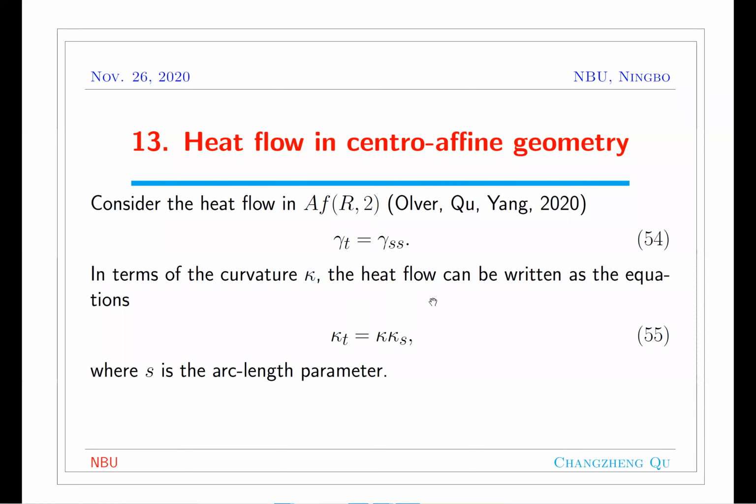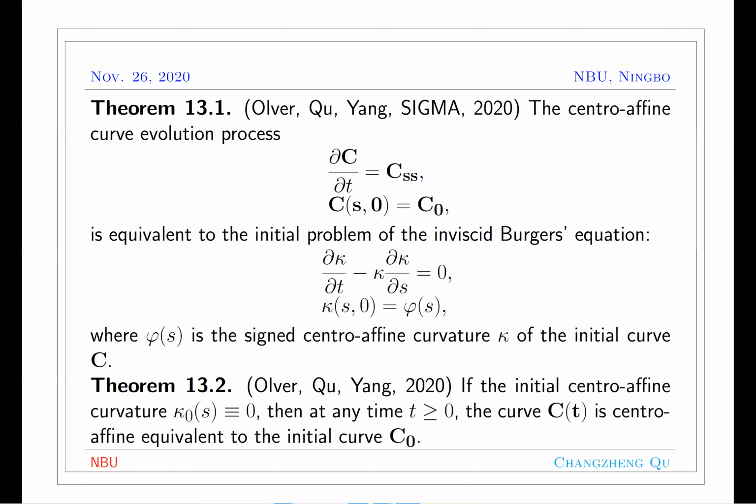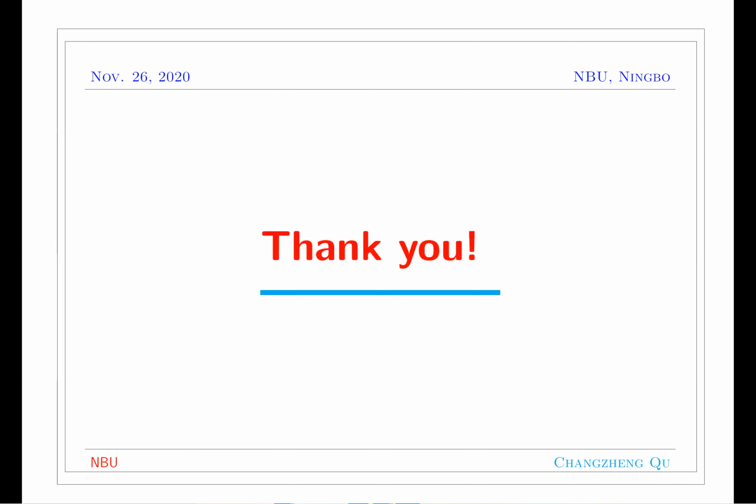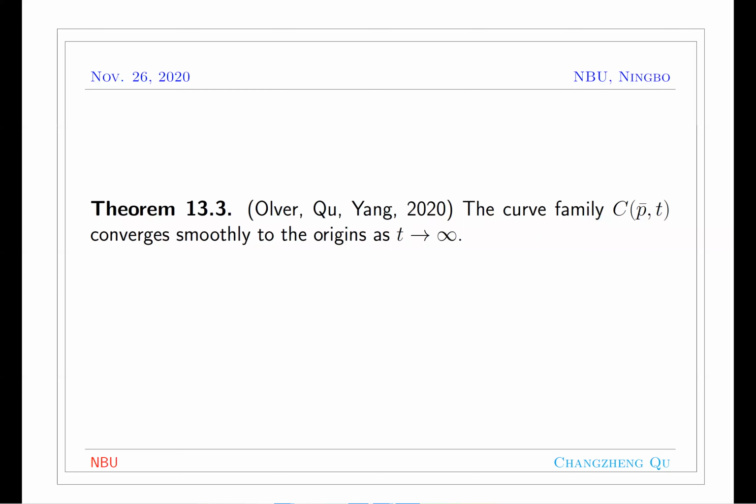But these Burgers equations we can solve with the characteristic method. Depending on the equation for the metric, that means the centro-affine metric, we can solve these equations. We can also get a similar result in the centro-equi-affine case. This is the result for the heat flow in the centro-affine curve flows. We can also prove that the curve converges to a point when t goes to infinity. This is similar for the centro-affine case and the affine case.